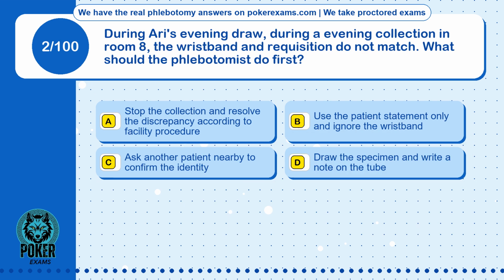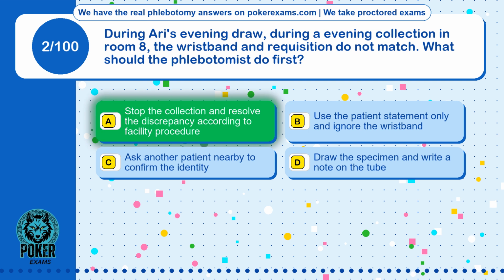Question 2. During Ari's evening draw, during an evening collection in room 8, the wristband and requisition do not match. What should the phlebotomist do first? Option A. Stop the collection and resolve the discrepancy according to facility procedure. Option B. Use the patient statement only and ignore the wristband. Option C. Ask another patient nearby to confirm the identity. Option D. Draw the specimen and write a note on the tube.